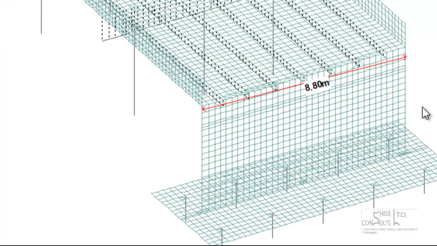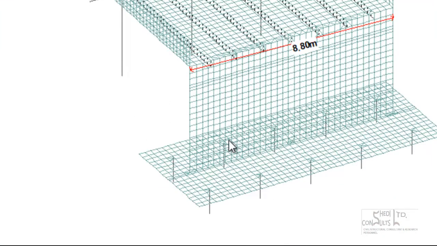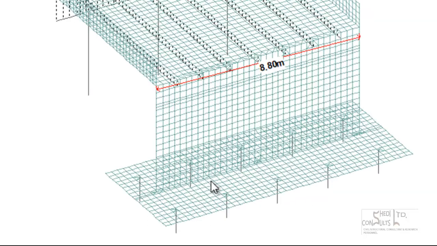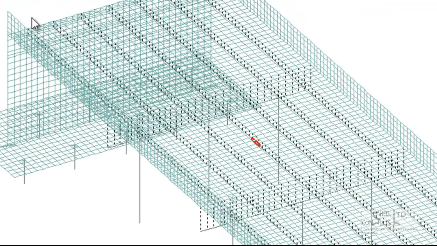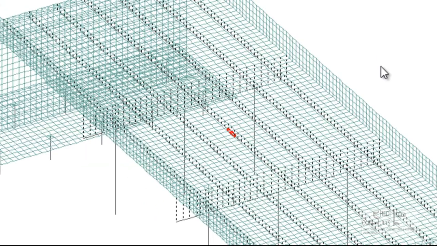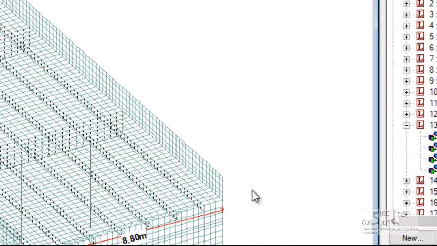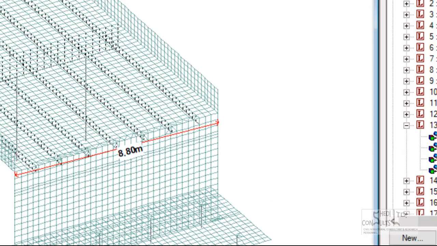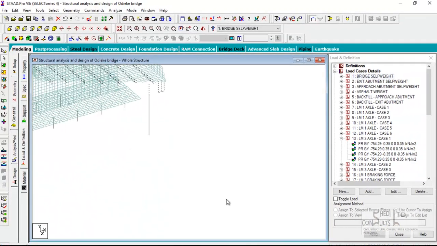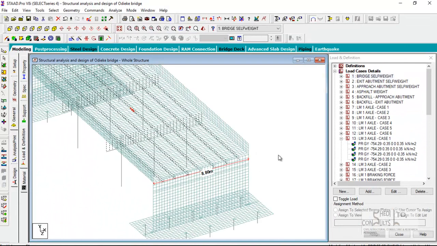The wing walls are not modeled with the structure because they are designed separately. They are designed separately because they are not integrated into the abutment, so that bridge stresses are not transferred. And I forgot to mention, when you're designing a bridge, there are three types of abutments. You have integral abutment design, you have semi-integral abutment design, and then you have cantilever abutment design. The type of abutment design being considered here is semi-integral abutment structural design.